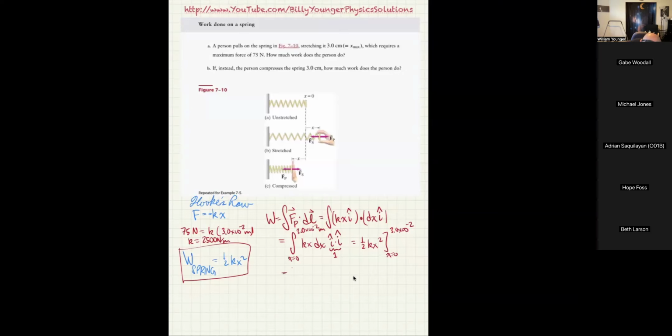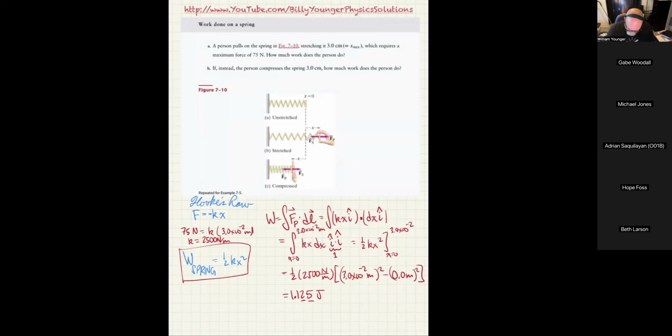So we can now say 1 half of 2,500 newtons per meter for k, times 3.0 times 10 to the negative 2 meters squared minus 0.0 meters squared. So we say 0.5 times 2,500 times 3 times 10 to the negative 2, squared. That gives me 1.125 joules. Now, obviously, we only had 2 sig figs, so we should call that 1.1 joules, and hopefully that's good enough. Anybody have any questions on that?